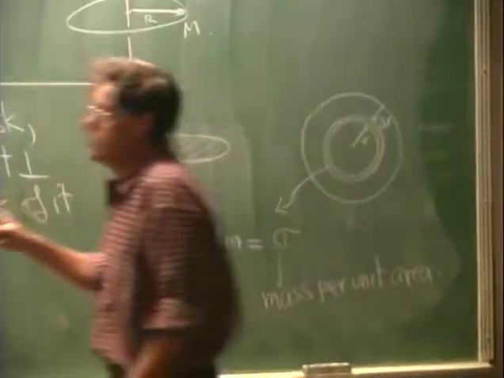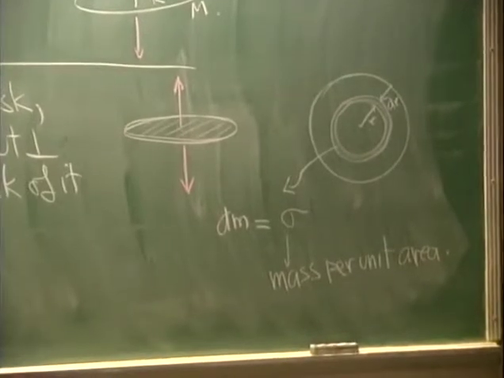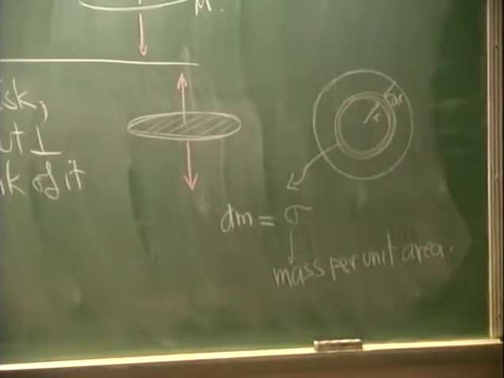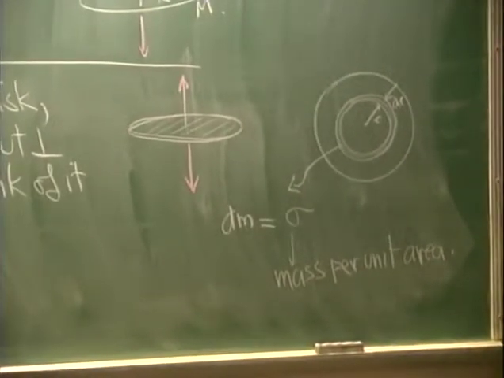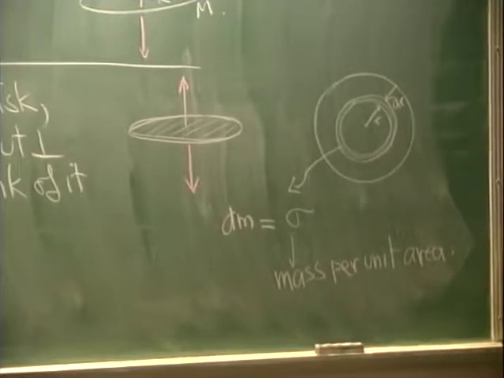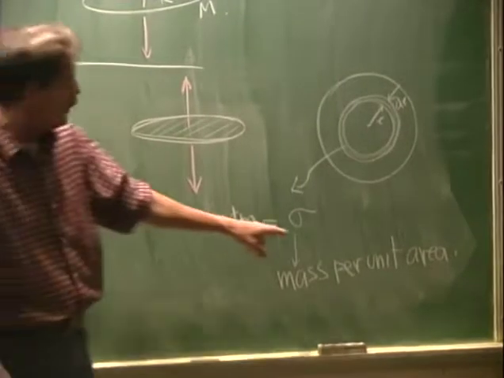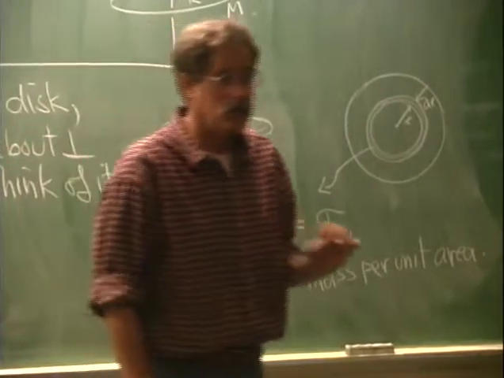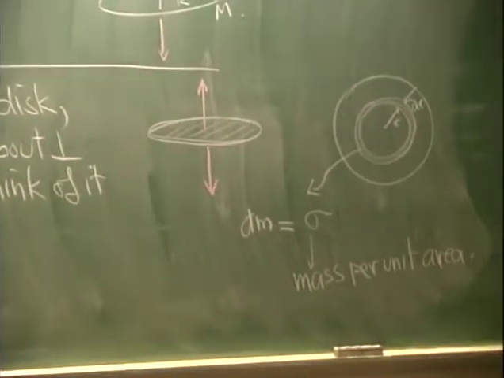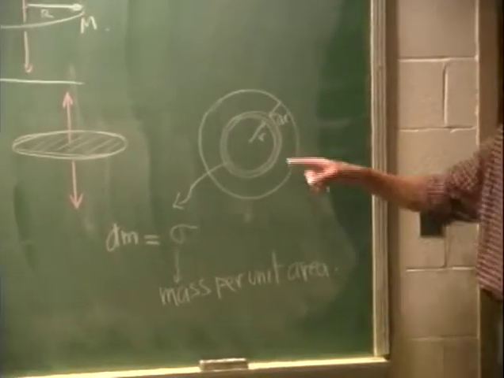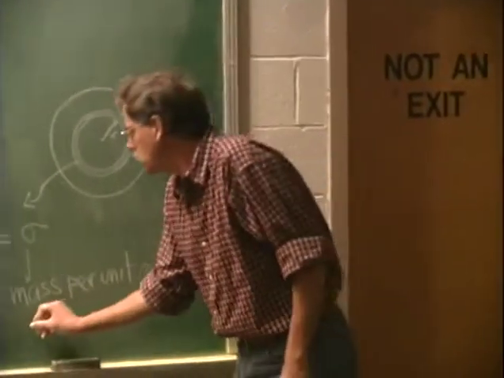And just as over here, you never had to introduce the lambda. You could have written everything in terms of m over L. It just makes your notation a little bit more cumbersome as you're going along the line, not to have that shorthand. Same story here. I don't need to introduce sigma as a separate thing, mass per unit area. What actually is the mass per unit area for this disk?